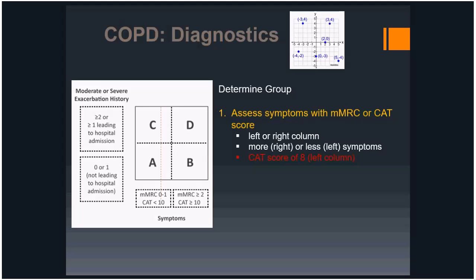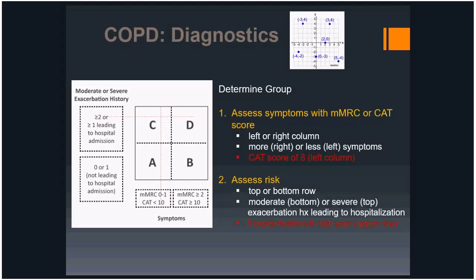Let's say we have a patient who had a CAT score of 8. So they're going to end up in the left column. So we know that they are either A or C. And let's say when we ask them about their history, they tell us that they've had 3 exacerbations in the last year. And so this places them in the upper row. So they are now in group C. So again, this patient will fall into group C based on their diagnostics.